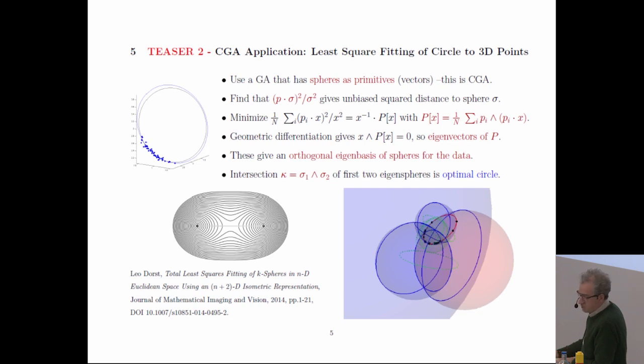You can represent this as a matrix if you want. Then we solve the problem and we find that eigenvectors of this operator are really the things that I'm interested in. This gives an orthogonal eigenbasis of spheres for the data, and again, applying this wedge product gives you then the optimal circle.